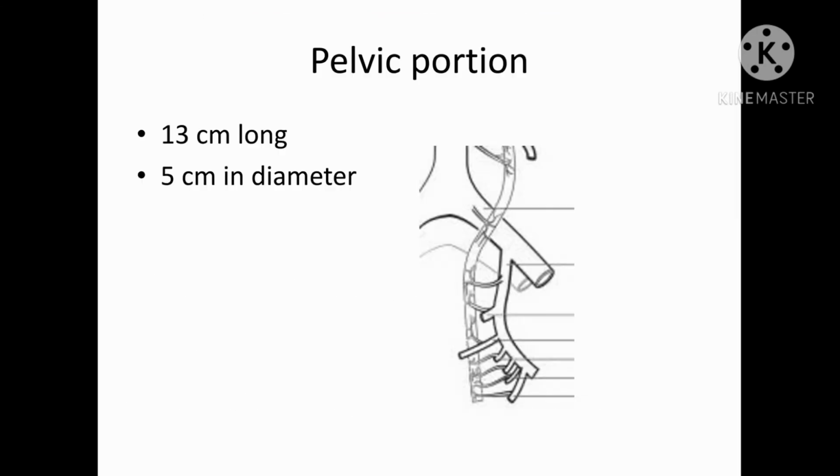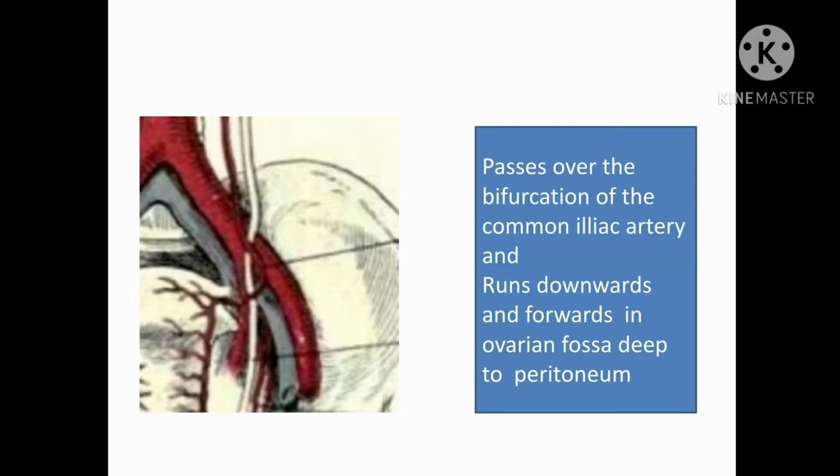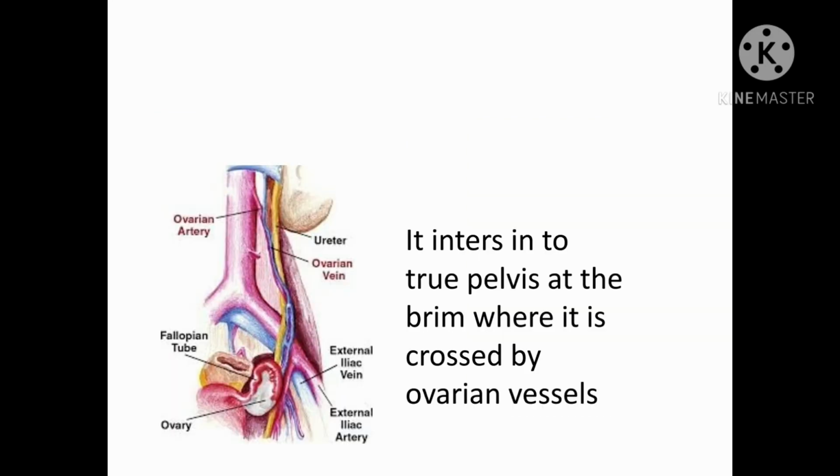It is 13 cm in length and 5 cm in diameter. After entering into the pelvis, it passes over the bifurcation of the common iliac artery and runs down and forwards in the ovarian fossa, deep to the peritoneum. Then it enters the true pelvis at the brim, where it is crossed by ovarian vessels.